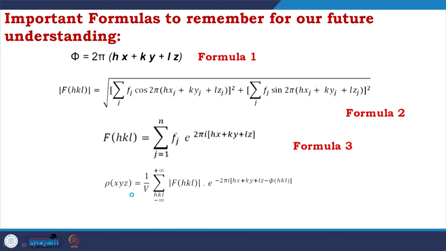The fourth formula is about electron density: rho x y z equals 1 by V, summation from minus infinity to plus infinity, of f h k L e to the power 2 pi I (h x plus k y plus L z) minus phi h k L.